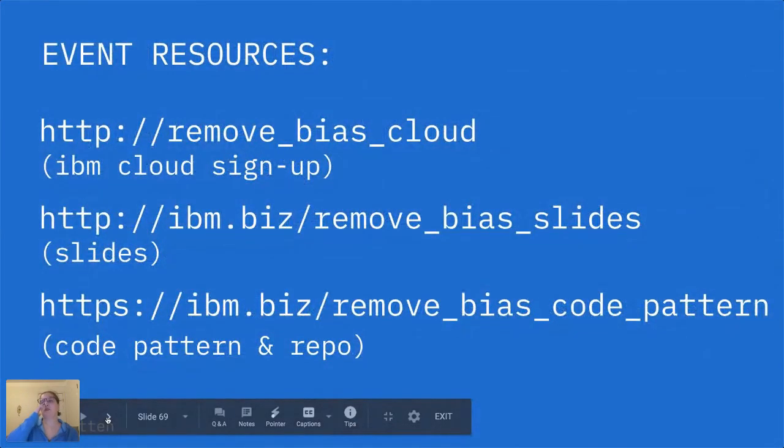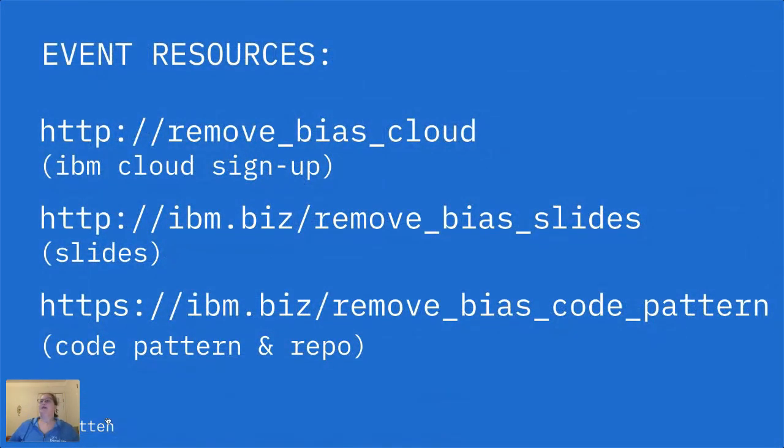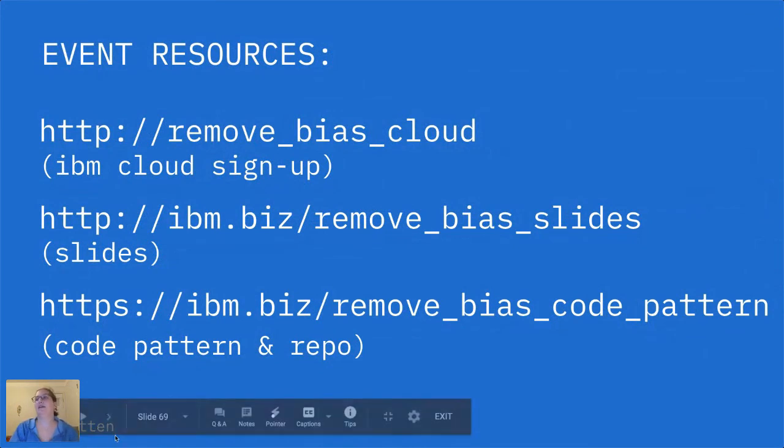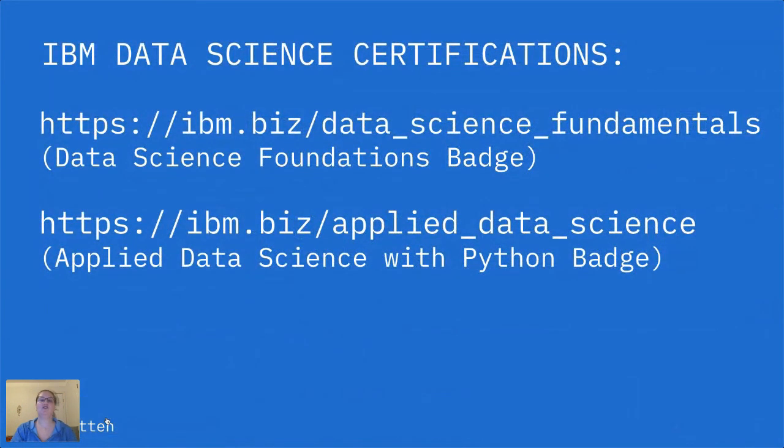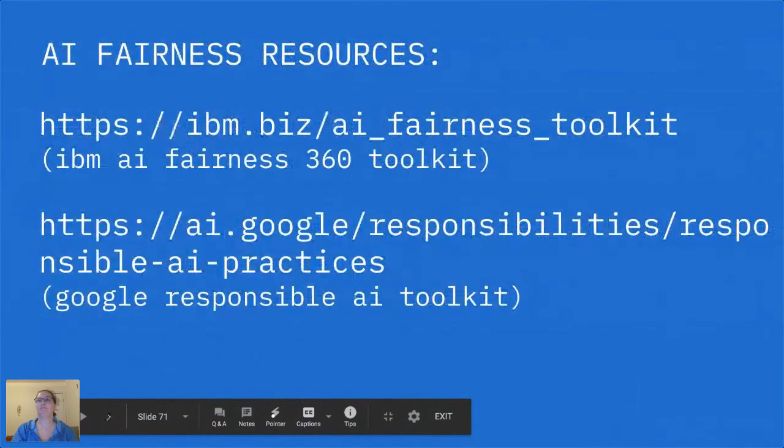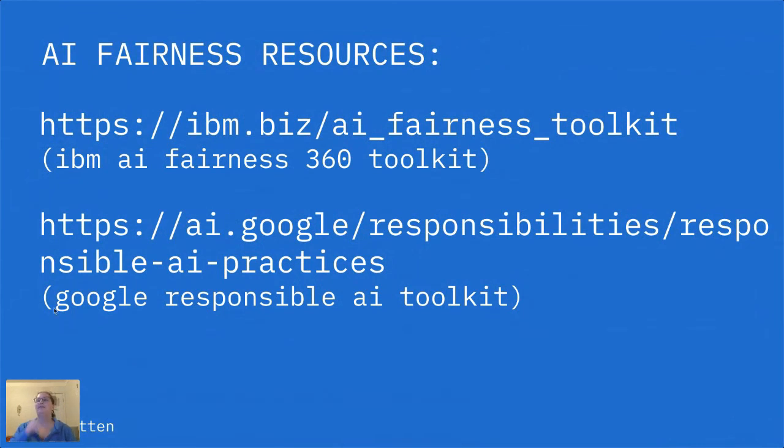And then I have all of the event resources at the end. So I have, again, a list of all of the links to all of the resources that we took a look at and played around with today. I also have the links to those data science certifications for anyone that is interested. I also have AI fairness resources here. So we have our IBM AI Fairness 360 Toolkit. I also have Google's Responsible AI Toolkit. We had a data scientist from Google in our panel.